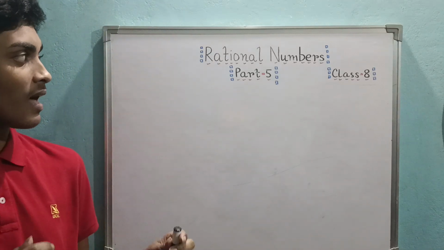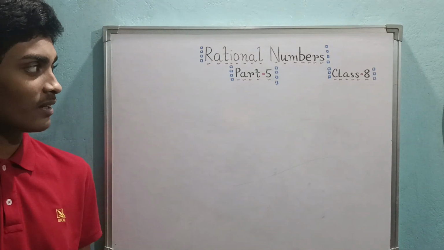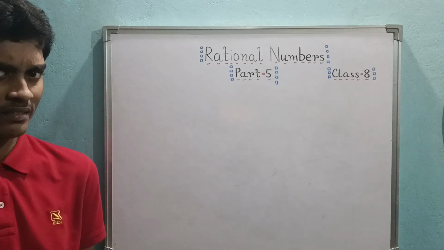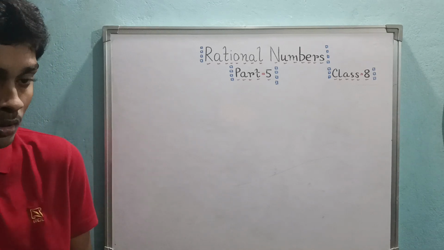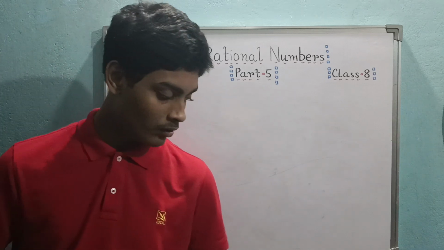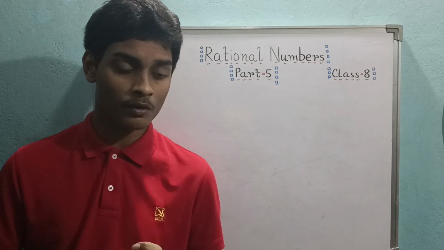Finally, we have reached the last part of rational numbers for class 8 happily. So it's been a long chapter, but not hard things, right? Easy things we have learned till now. But this is a very important part 5 that we are going to do today. So observe everything carefully first of all.